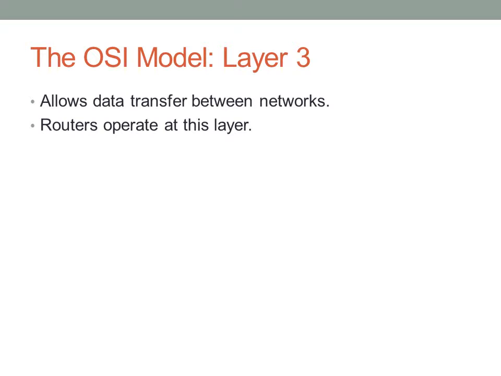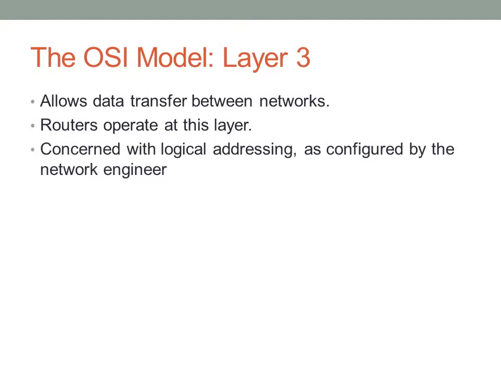So to recap, routers operate at Layer 3, switches operate at Layer 2, and hubs operate at Layer 1. Each of these devices maps to the respective layers, and you can think about these devices in terms of the layers of the OSI model. Layer 3, as I mentioned, is concerned with logical addressing.